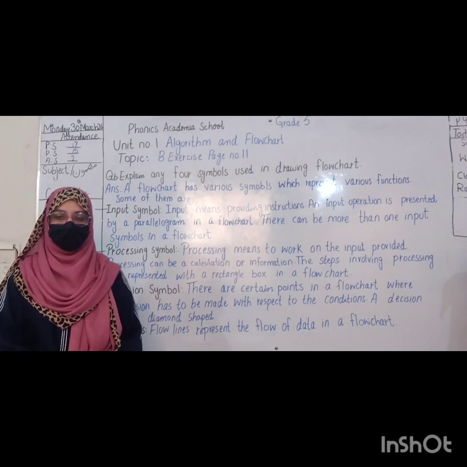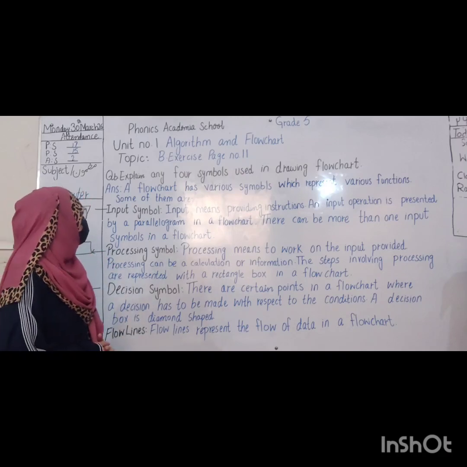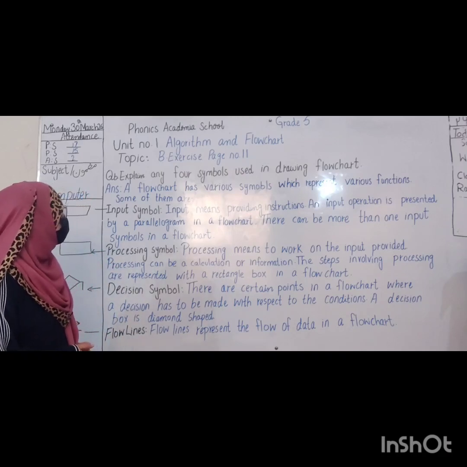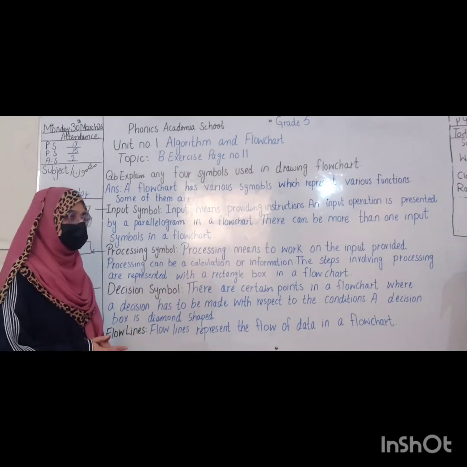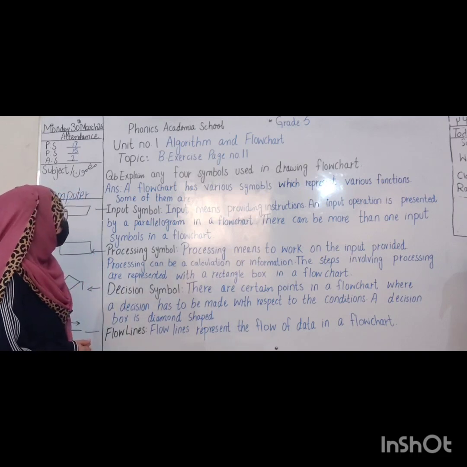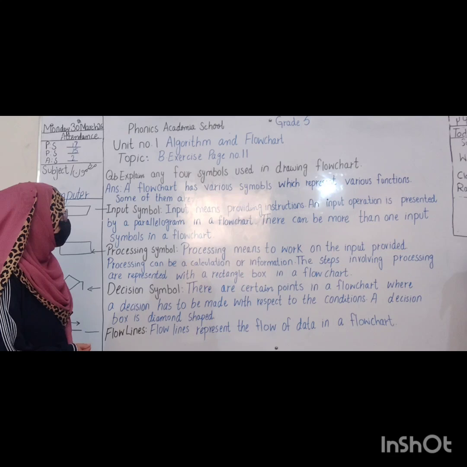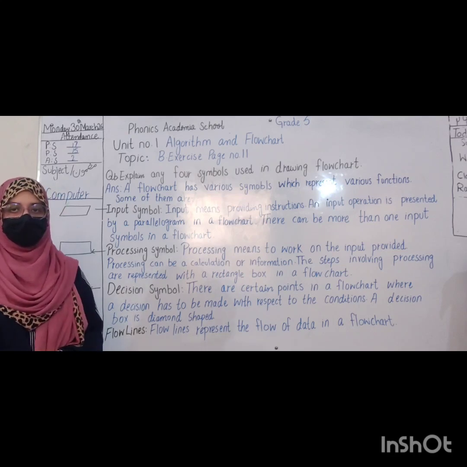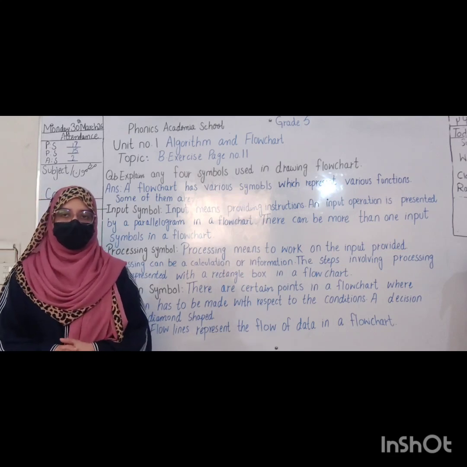Today we are studying grade 1 computer. Today we are doing the bookwork of unit number 1, algorithm and flowchart, from page number 11. So let's see the first question. Part B is: explain any 4 symbols used in drawing a flowchart. We have to tell the 4 symbols that we use in drawing a flowchart.